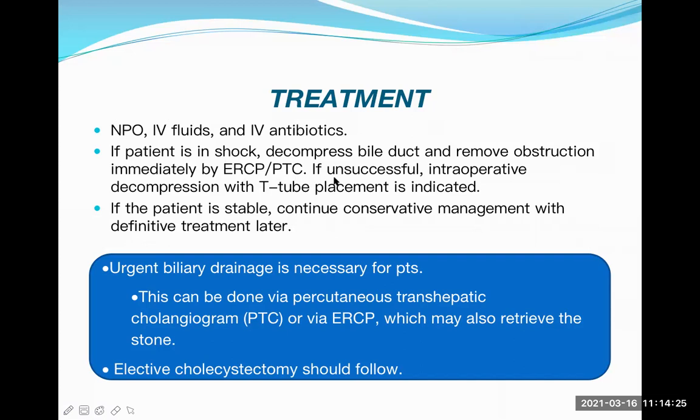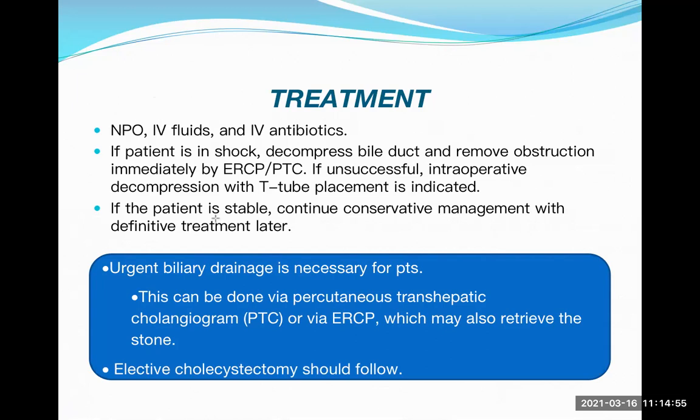If unsuccessful, then intraoperative decompression with T-tube placement is indicated. This is a proper surgery. Okay, T-tube placement. For example, you have given incision on the common bile duct. Now the bile should be diverted. This is done by T-tube placement. And after a few weeks, T-tube is removed. If the patient is stable, continue conservative management with definite treatment later.